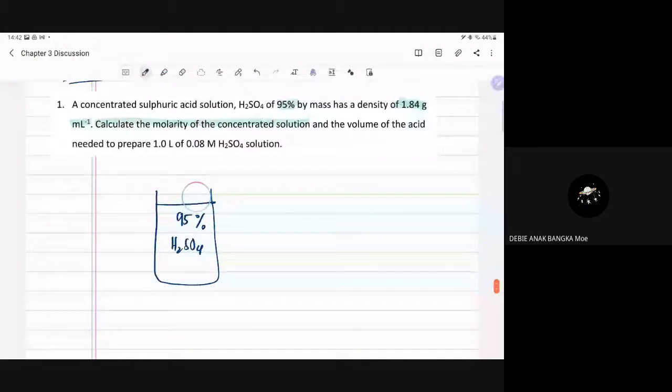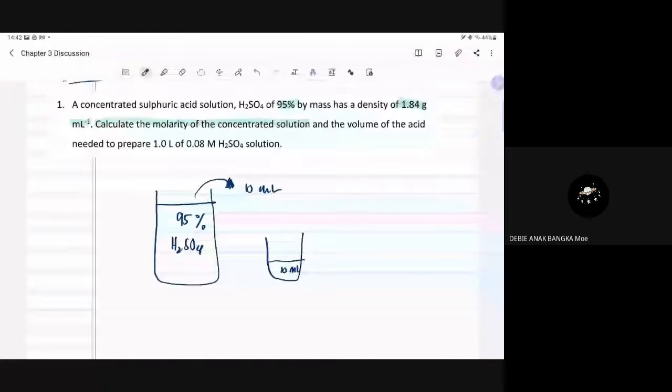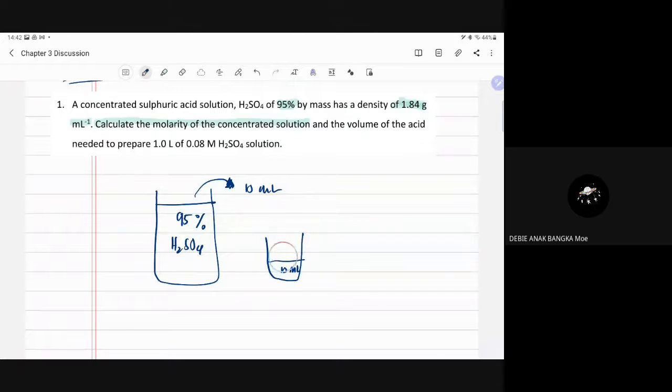Kalau saya ambil, let's say saya ambil dalam 10 ml, saya tuang dekat dalam bekas kosong. Okay, saya tuang dalam bekas kosong. So tak ada air langsung. Saya ambil, saya tuang je dalam bekas kosong. Kamu rasa kepekatan dia sama ataupun tidak? Sama, betul. Kepekatan dia sama.